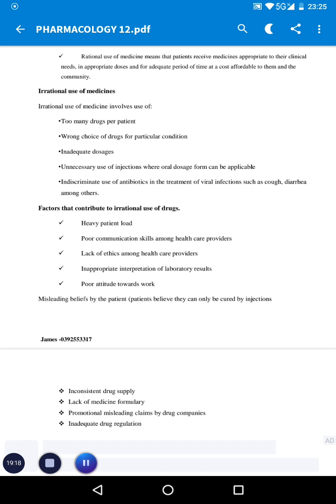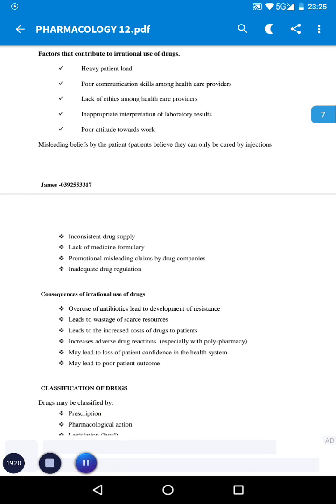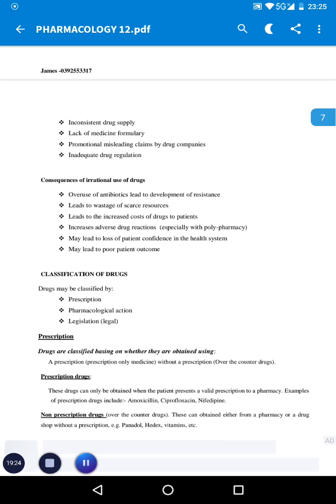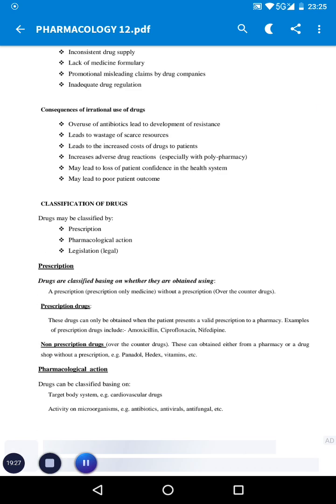So please, I quite believe that some of this could really be delineated, they can be understood. So I'm going to resume and talk about classification of drugs.